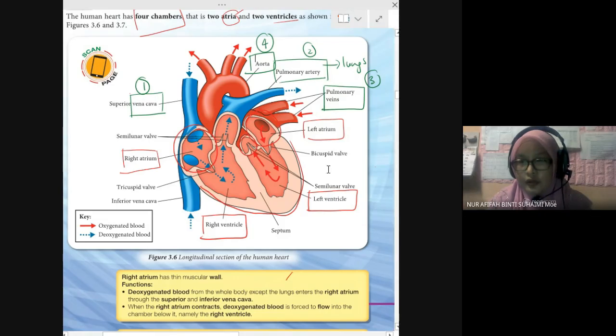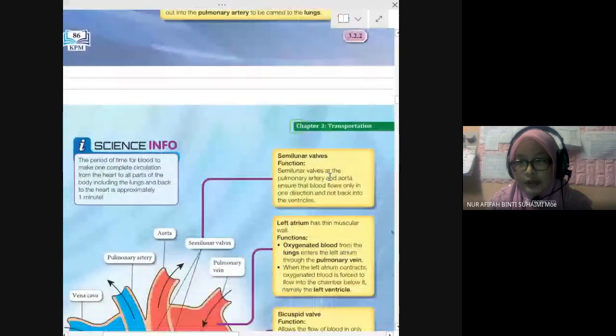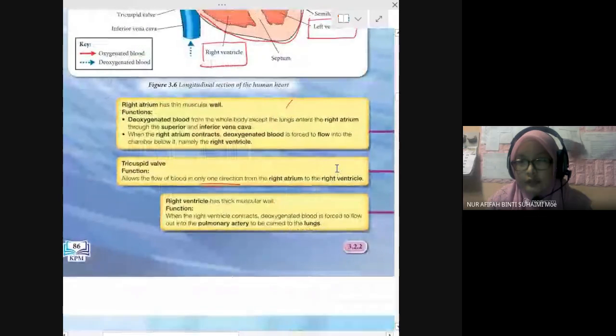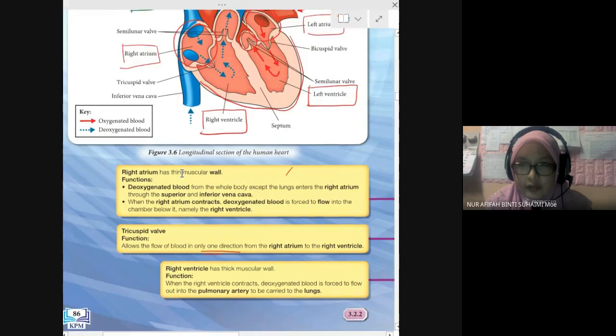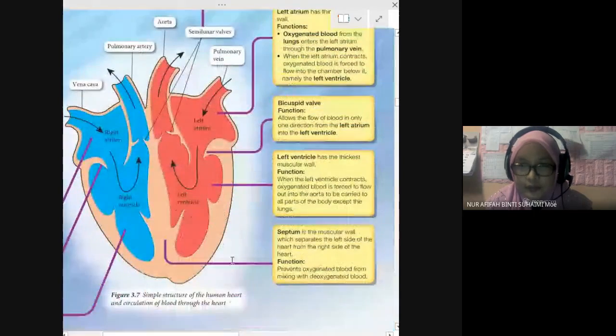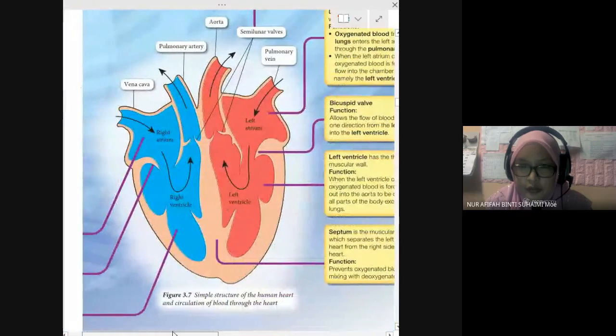Okay, later I will show you. This yellow box here is the function of the right atrium, the valve. Okay, later. Yeah, I want you to see this one.